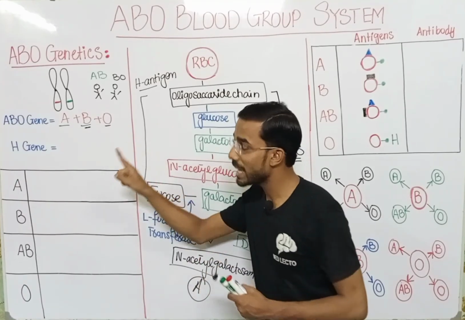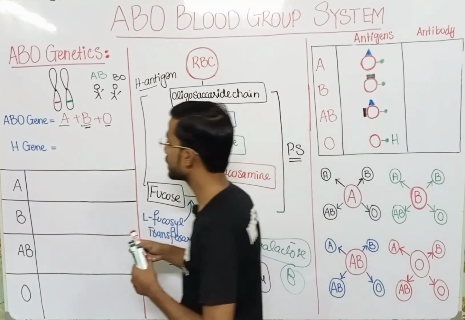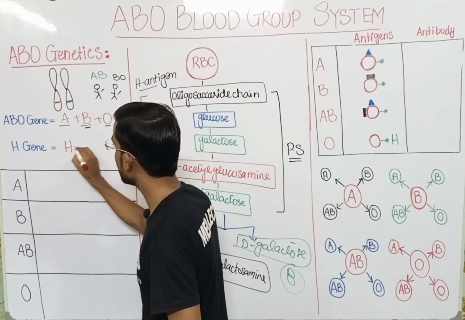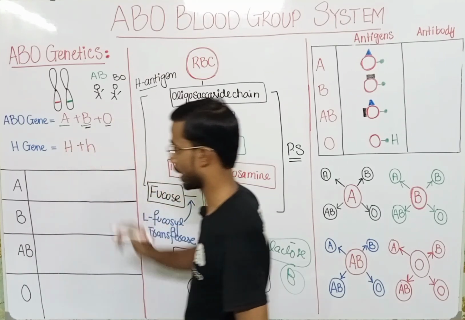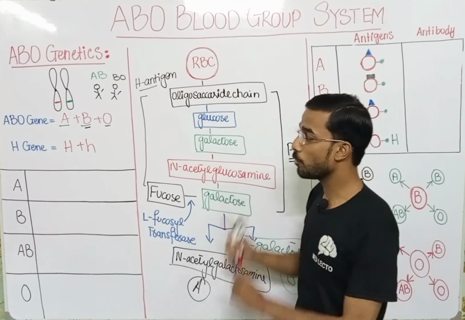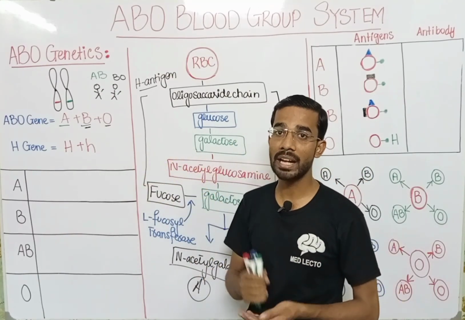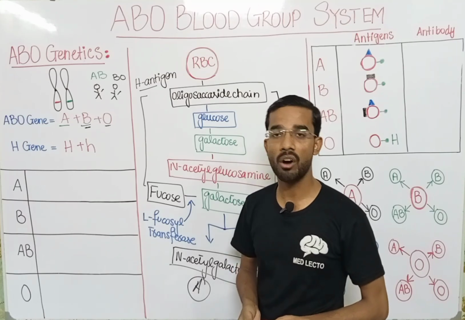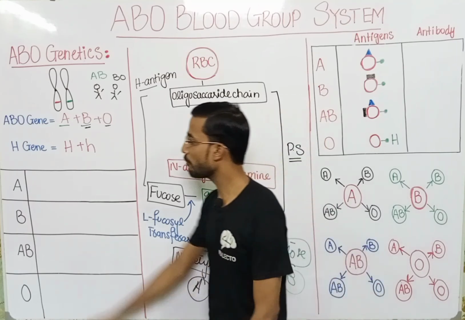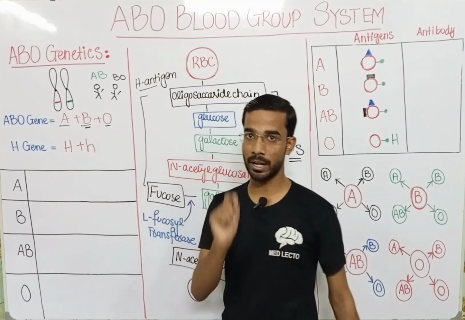Next is the H gene. In the H gene, you will see two alleles, capital H and small h. Now we will see how they combine in different ways and express the antigen on the surface of the RBC. First of all, we discuss the A blood group.